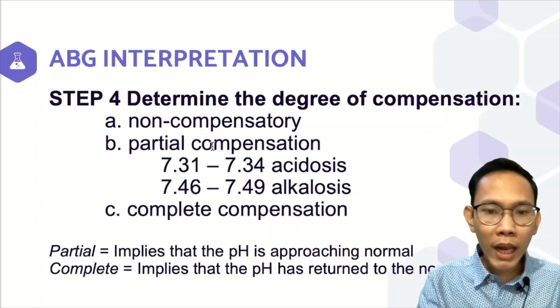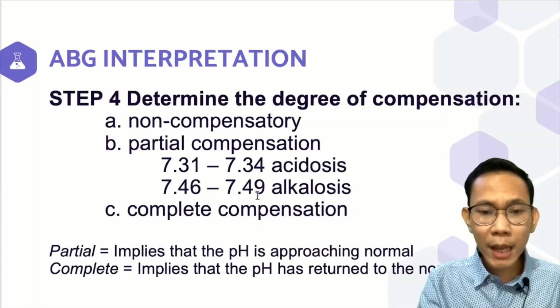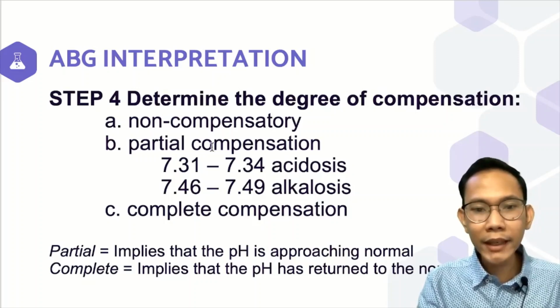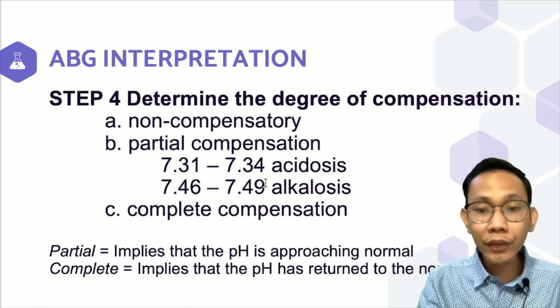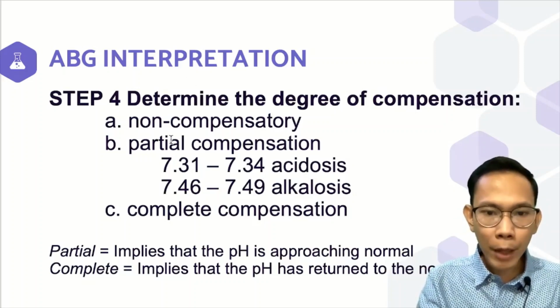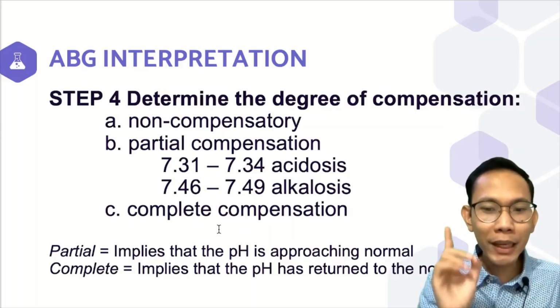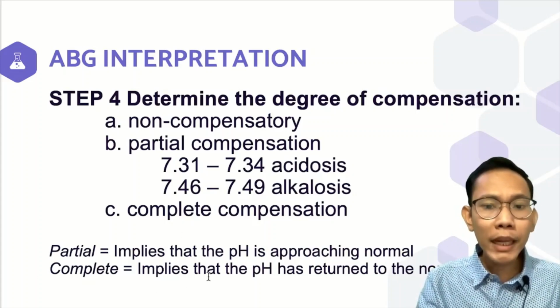But, if ever wala siya sa range na to or hindi siya normal, then that's automatically non-compensatory. Meaning, if it's 7.30 and below, or nasa range ng 7.49 and above, that's gonna be non-compensatory. Again, non-compensatory pag 7.30 below, or 7.50 above. Pag partial, within this range. Complete compensation, meaning normal talaga yung pH. Partial, it implies that the pH is actually approaching normal. Complete, it implies that the pH has returned to your normal range.